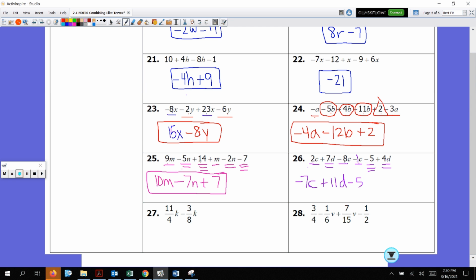All right, so 25 and 26, I just underlined them to visually look and see who has the same number underneath them. Like I did 1 underline for my c, 2 underlines for my d, and 3 underlines for my constant.